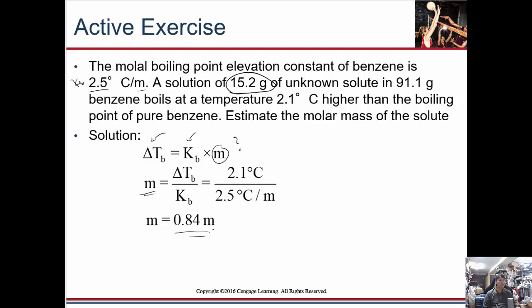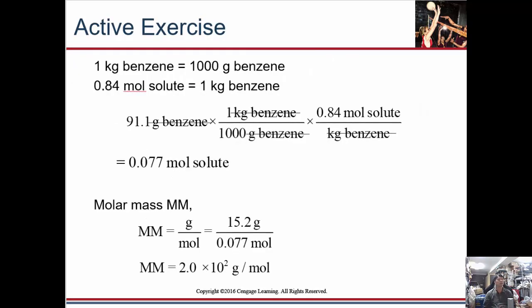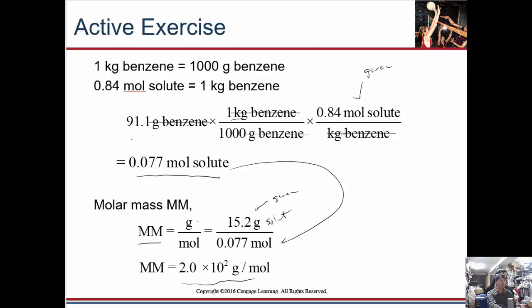And then they tell us how many grams we have, 91.1 grams of benzene. This is not an aqueous solution, so here molal is going to be moles of solute, sorry, not moles of benzene, moles of solute per kilogram of benzene. So we have 91.1 grams of benzene, and we convert that to kilograms. Since we have the molality, we can use molality as a conversion factor to get the moles of solute. Once we get the moles of solute, then we can figure out the molar mass. The molar mass is grams of solute, which they give us: 15.2 grams of solute. And then we calculated the moles, so we get the grams per mole. That gives us about 200 grams per mole of the solute. So one application of boiling point elevation is determining unknown molar masses.